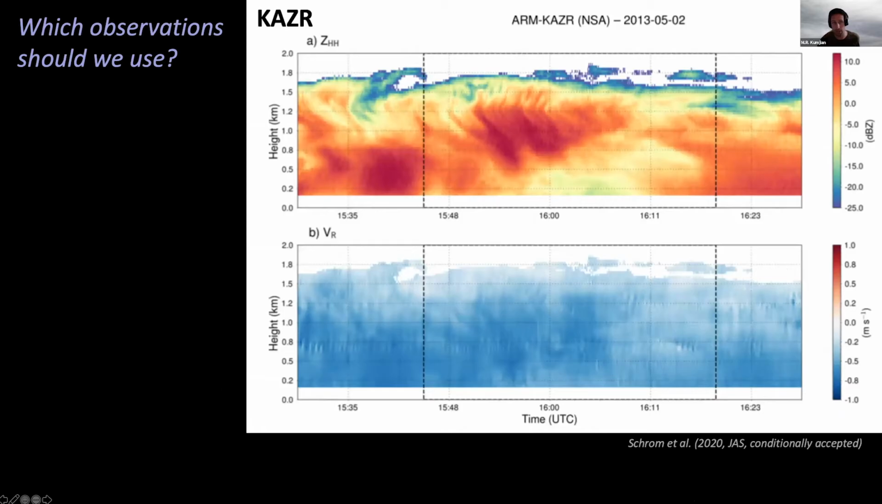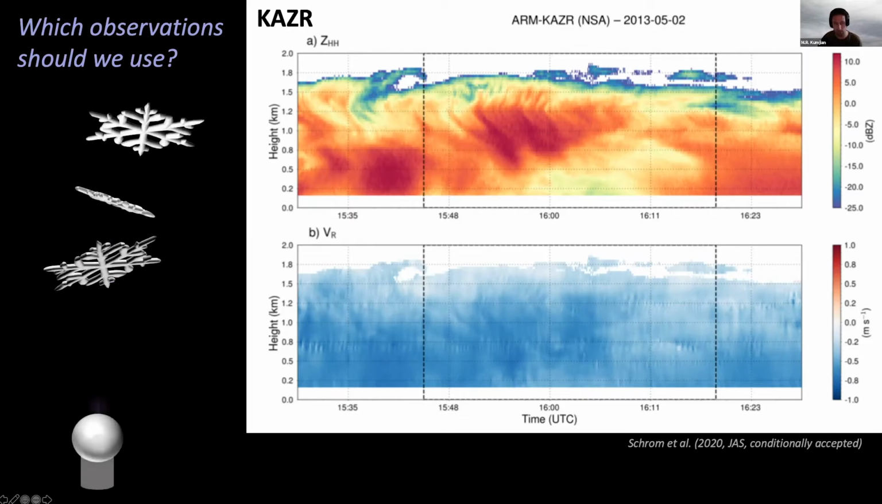We also have an additional radar co-located at that site on the North Slope of Alaska, which is the KAZR. It's a Ka band radar. This one is vertically pointing. So basically it just sits there and stares up as the snow moves overhead. And so we have reflectivity, which is proportional to the particle sizes and concentrations.